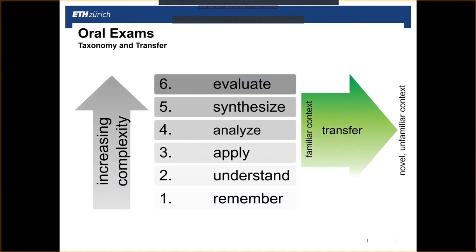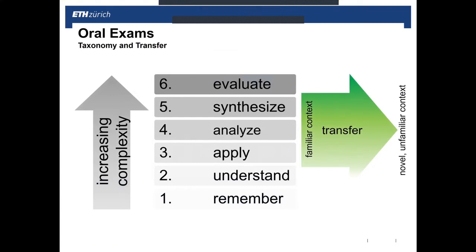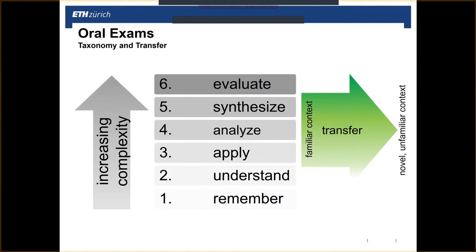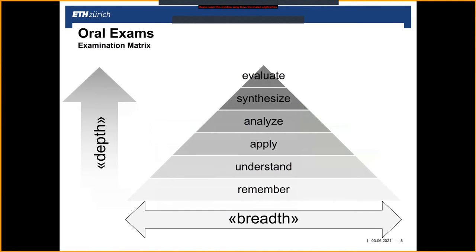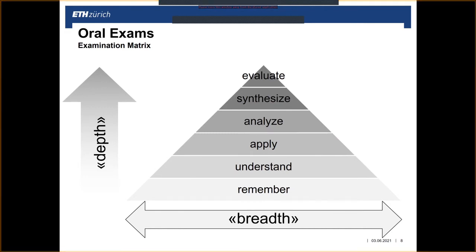So if we think of the taxonomy of learning objectives, we have this idea of increasing complexity. And we have this idea that the higher up we go in the taxonomy, the more important the concept of transfer becomes in the assessment tasks we give students. So one way to think about this is as a pyramid, where the lower elements are very suitable for assessing the breadth of knowledge of students, whereas the higher elements are suitable for assessing the depth of knowledge.